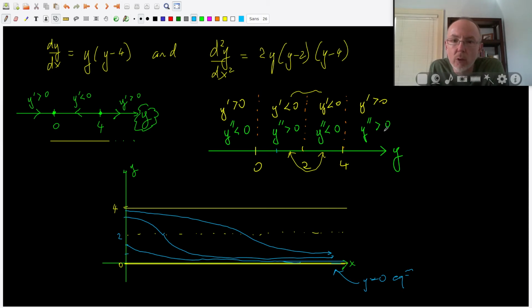If I start with a value of y bigger than 4, then it's increasing and concave up, which means the solutions all bend up like this. Oops, not like that, but like that. Right? It's increasing and concave up.